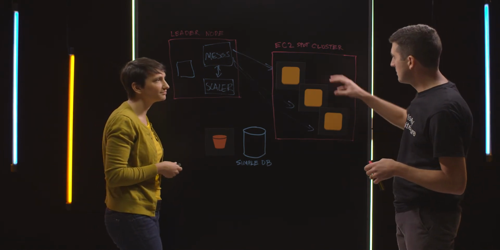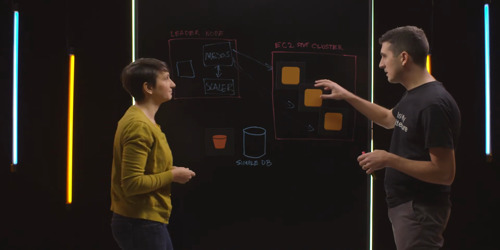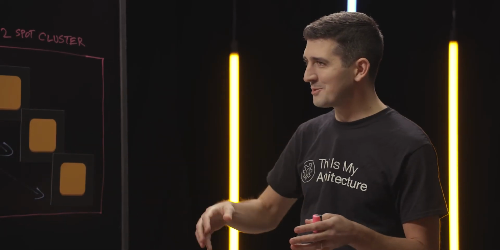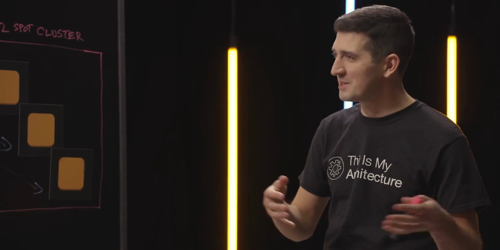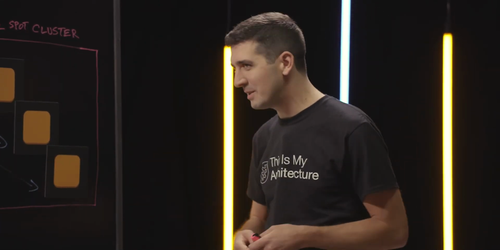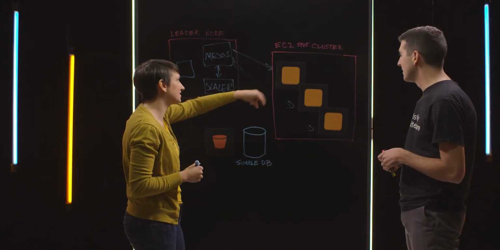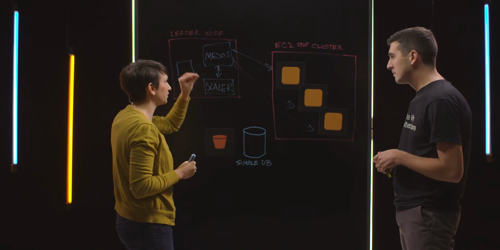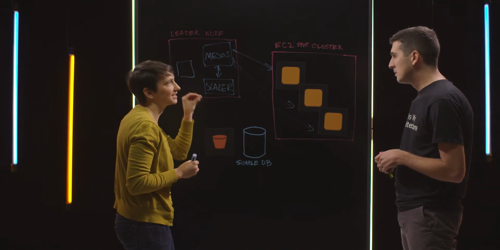So there are Docker containers running inside the EC2 spot cluster to do the processing in parallel. You can have multiple containers per instance and many containers running in parallel. Right, so each of these spot instances is running several different worker processes, all in Docker containers.